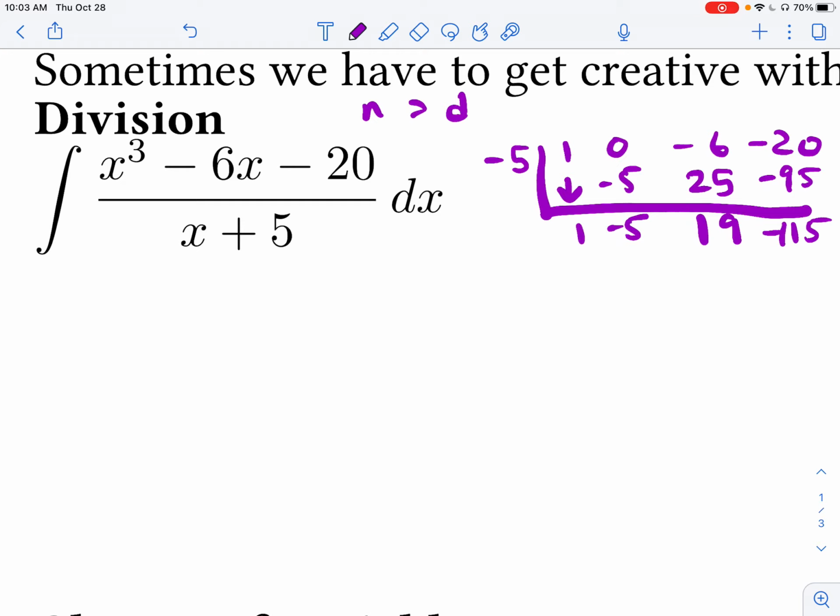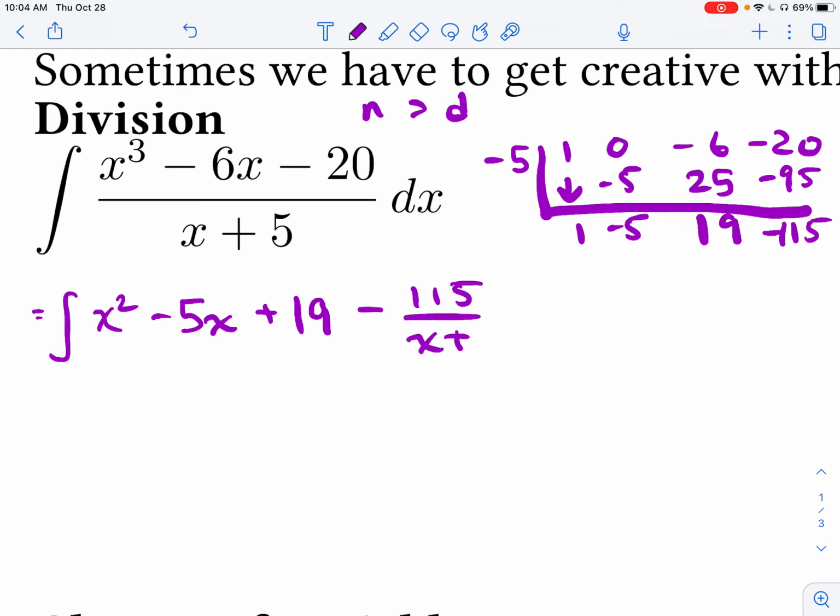But what this does do is that it allows us to rewrite this integral as the following. This is equivalent to the integral of x squared, using what I got as my result from synthetic division, minus 5x plus my constant of 19 minus 115 over x plus 5 dx. Now that I've written it like this, it's actually a pretty easy function to integrate.